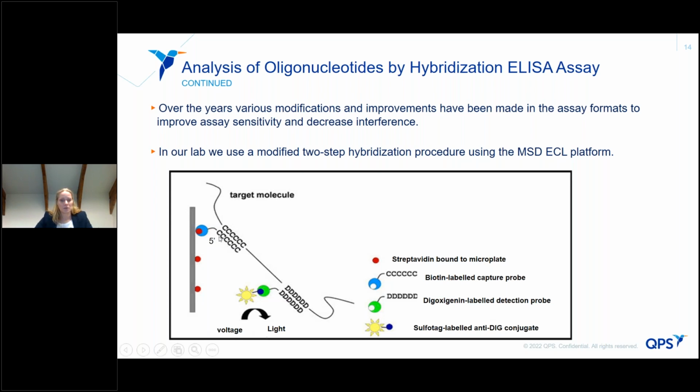So what we start with is a biotinylated capture probe, which is immobilized on a streptavidin plate and hybridizes to the analyte oligo. Unbound oligos are washed away, and the DIG-labeled detection probe is added and also hybridized to the analyte oligo. After the wash to remove unbound oligos, the whole complex is detected by a Sulfo-Tag labeled anti-DIG conjugate. That means that if a voltage is applied, the bound Sulfo-Tag will emit light, and the intensity of emitted light is measured.